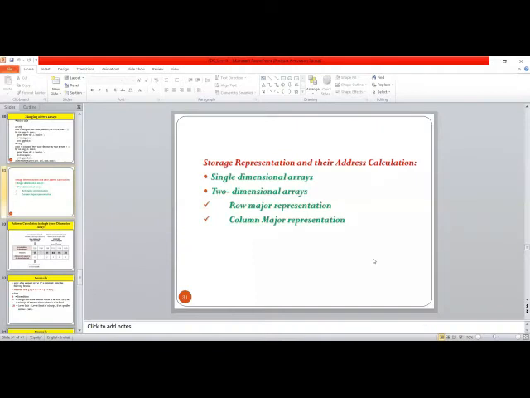Now, today's topic is the storage representation and address calculation. We have to study this storage representation with respect to arrays. We already know that the array is a data structure. It is an abstract data type as well. It provides some storage space for a number of elements, and also some number of operations to carry out in order to manipulate the data or the elements that we are going to store in our array, right?